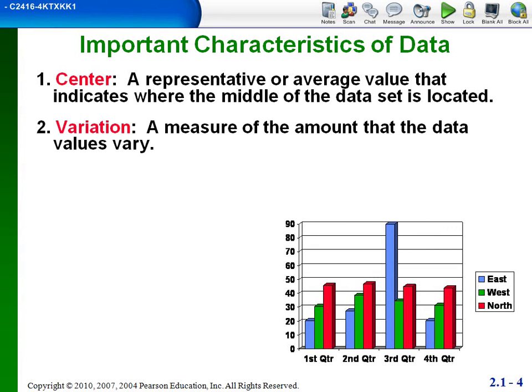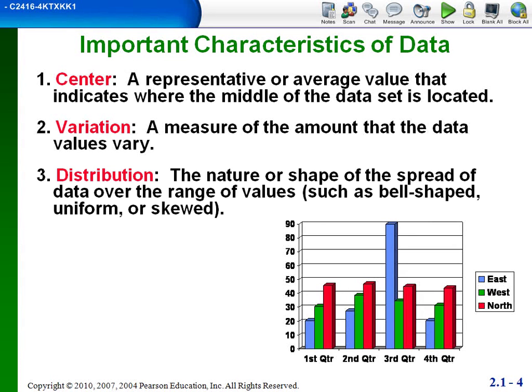Variation. Variation is basically how spread out the data is. How far apart are they from each other? How far is it from the lowest to the highest number? I mean, what is its spread, basically. Then the other thing that we want to find out is how it's distributed. Okay? Different shapes will tell you there are different types of distributions. There's one called a normal distribution.